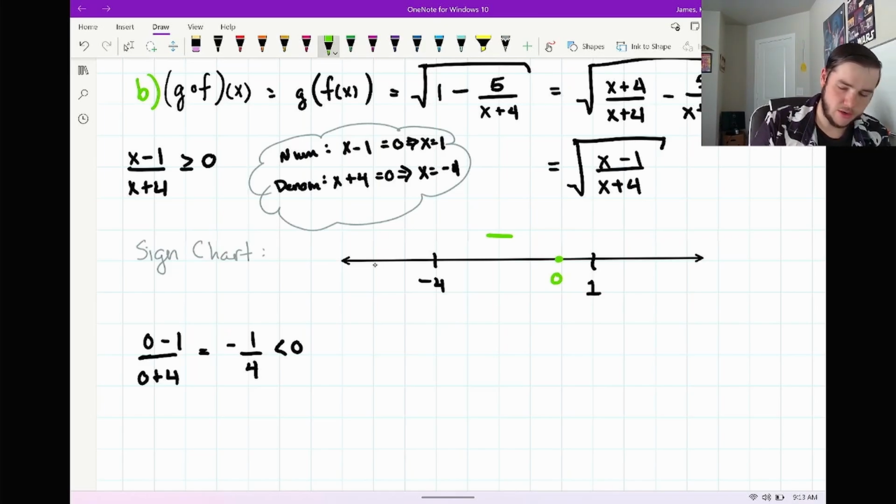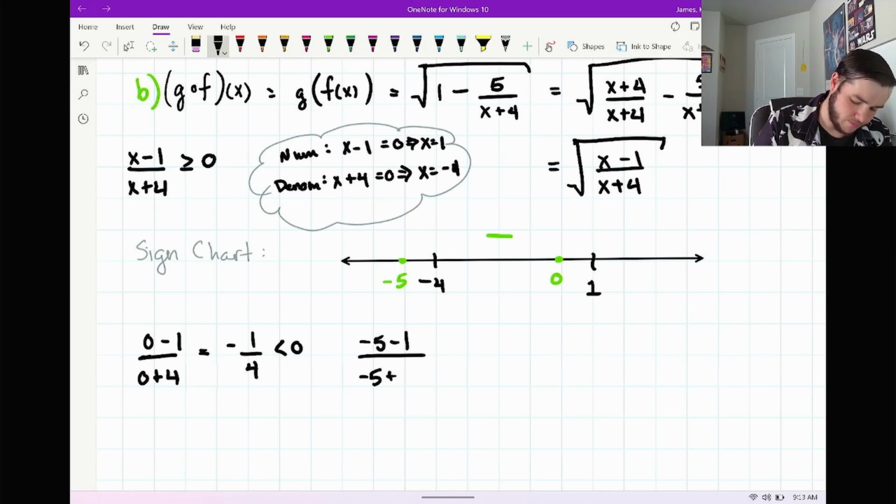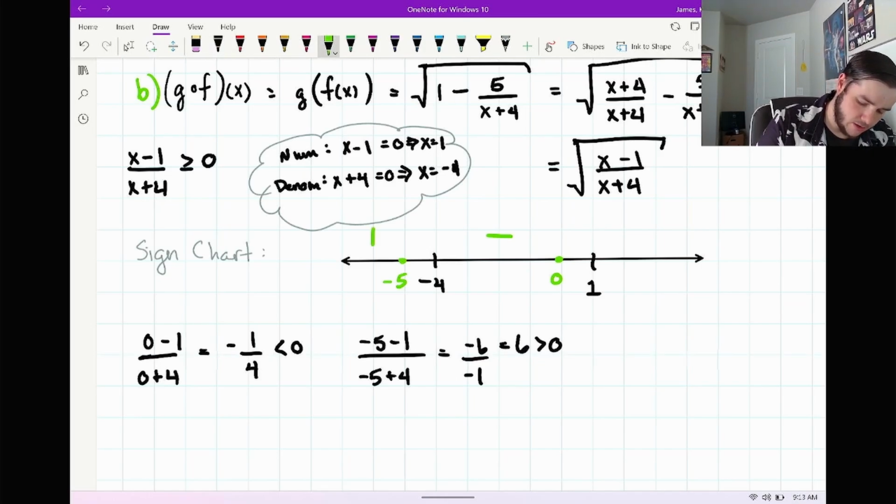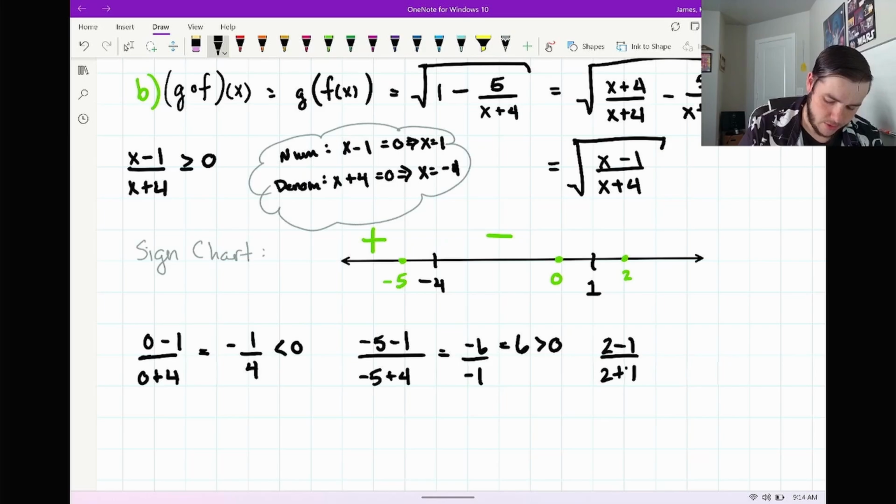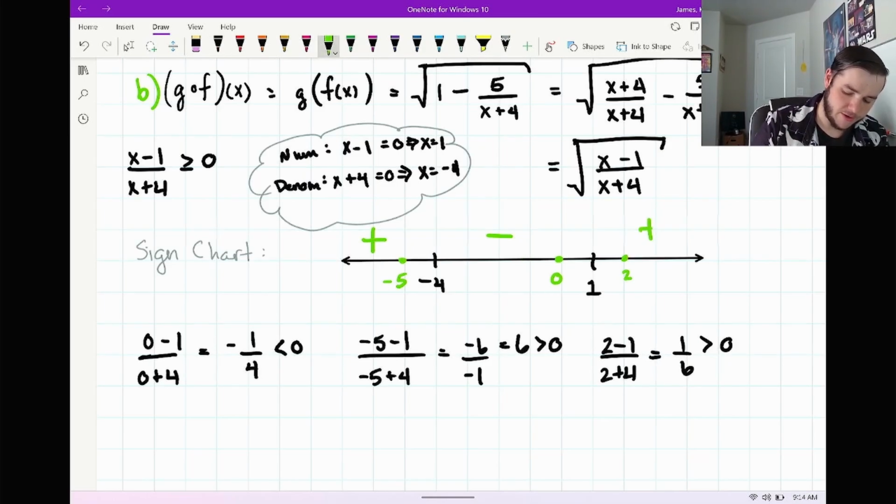Now I need to pick a number on the left side. Let's try negative 5. Here, I'll get negative 5 minus 1 over negative 5 plus 4. That's going to be negative 6 over negative 1, or 6, which is positive. So over here, I'm positive. Similarly, I just need to check a point over here. Let's try 2. I'll get 2 minus 1 over 2 plus 4 is 1/6, which is positive. So positive over here.